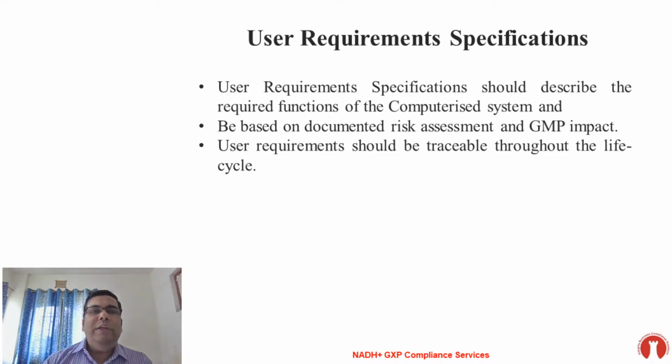URS should describe the requirements and functions of the computerized systems, be based on documented risk assessment and GMP impact. Your requirement should be traceable throughout the life cycle. This last point is very clear, very important. Many companies are lacking in this. URS should be traceable throughout the life cycle. Means when you prepare the URS, at the end of the life cycle, you should be able to comply with the URS.